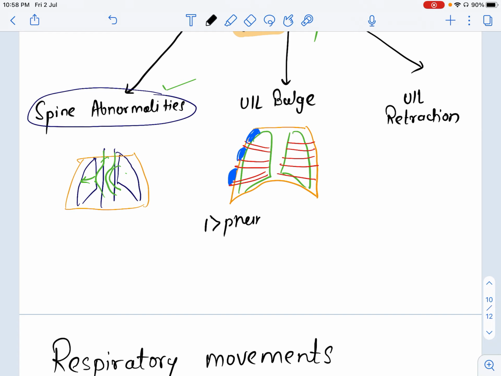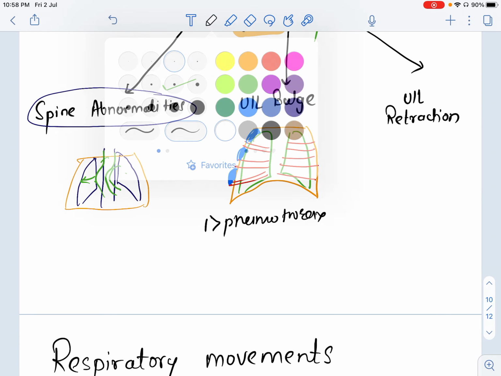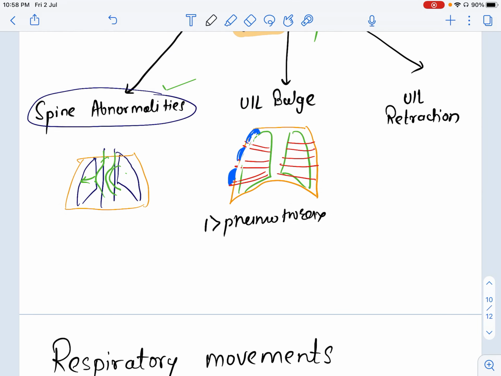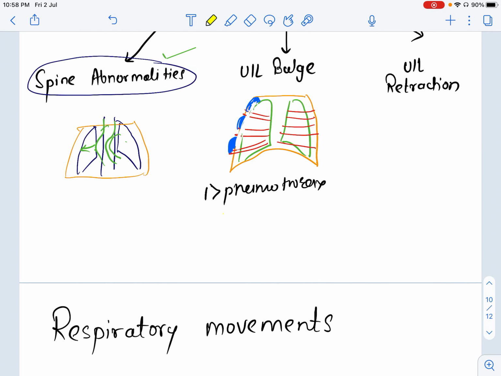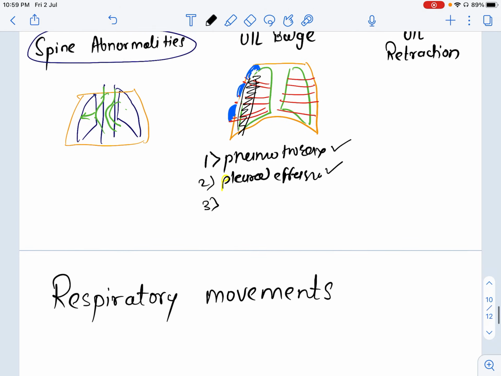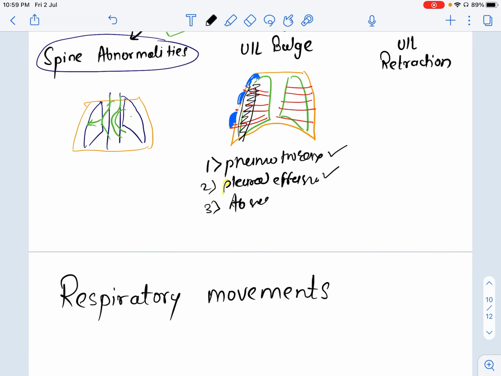First is a pneumothorax. Imagine some kind of air gets accumulated inside here, it will cause bulging. The second important thing is pleural effusion. So there is increased amount of water inside your pleural spaces. First we had increased amount of air, then we have increased amount of water or fluid. Third is an abscess. If any kind of infection is there inside your lungs or inside your pleura, there will be a bulging.